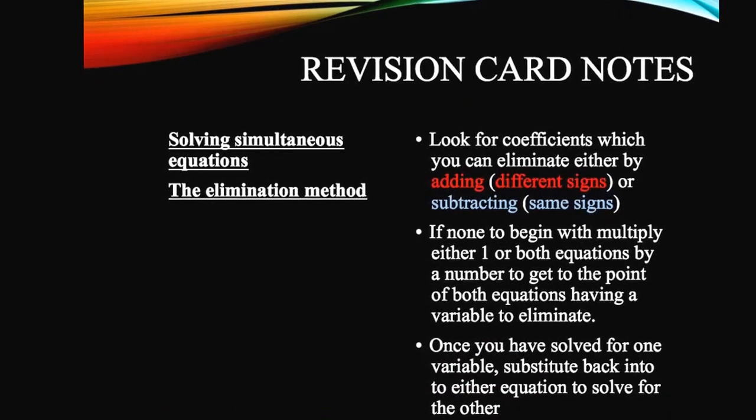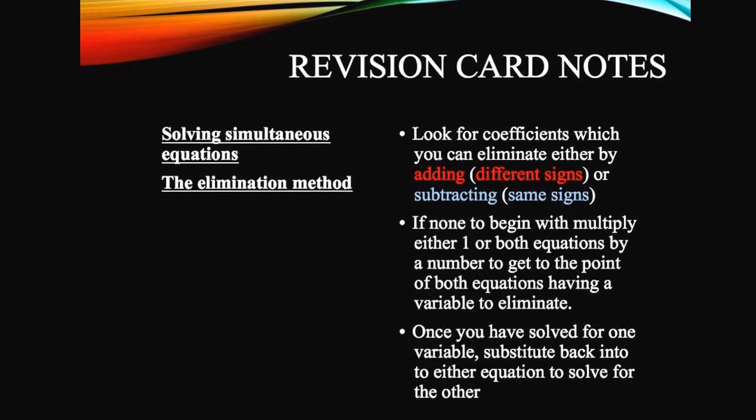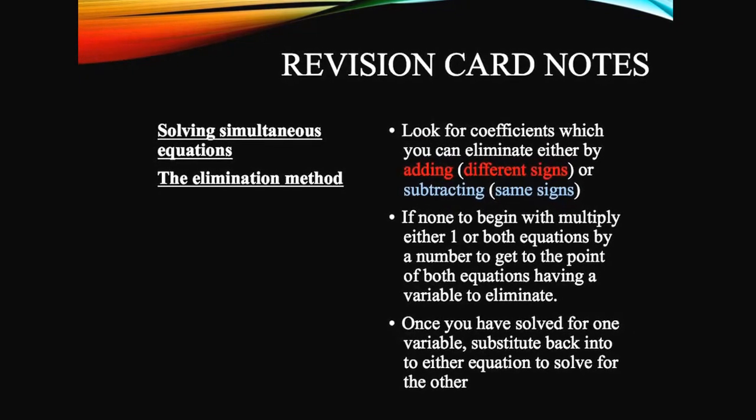Okay, so as ever, if we're taking notes for our revision cards, if we're solving simultaneous equations with the elimination method, you need to do the following things. You need to look at finding the coefficient, that's the number in front of the variable you're trying to eliminate, to see whether you can add them or subtract them. You add them if you've got different signs, subtract them if you've got the same sign.